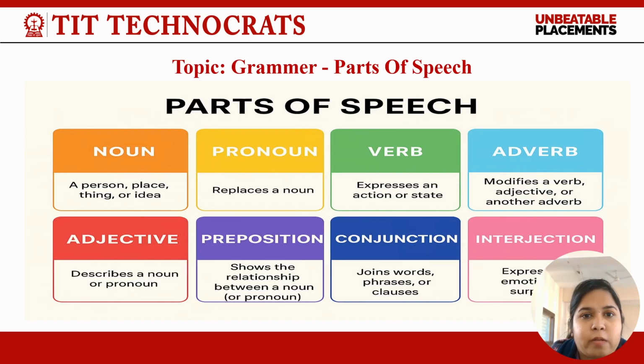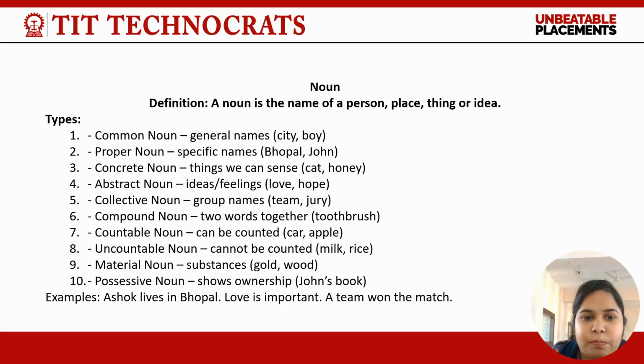There are 8 parts of speech. We are very familiar with every single part of speech. We have already studied in our school days about the 8 parts of speech. First one, as we know, it's noun, pronoun, verb, adverb, adjective, prepositions, conjunction, and interjection. Today, we are going to have a look at all of them and understand what they are actually used for in English grammar. Let's have a look at the first part, noun.